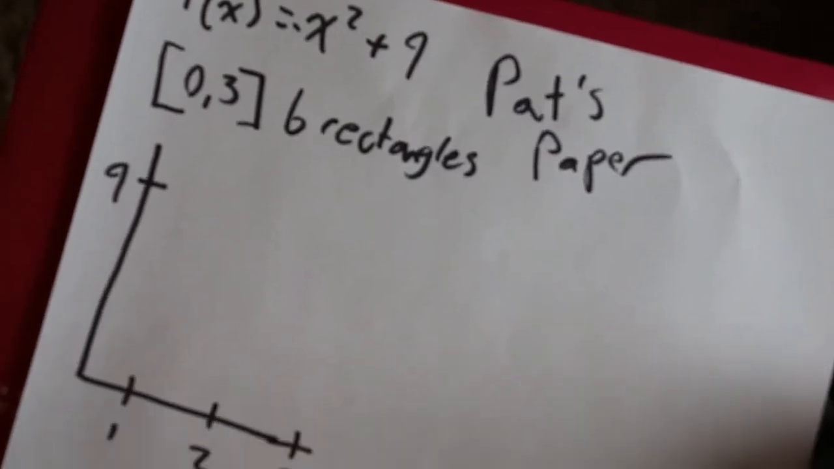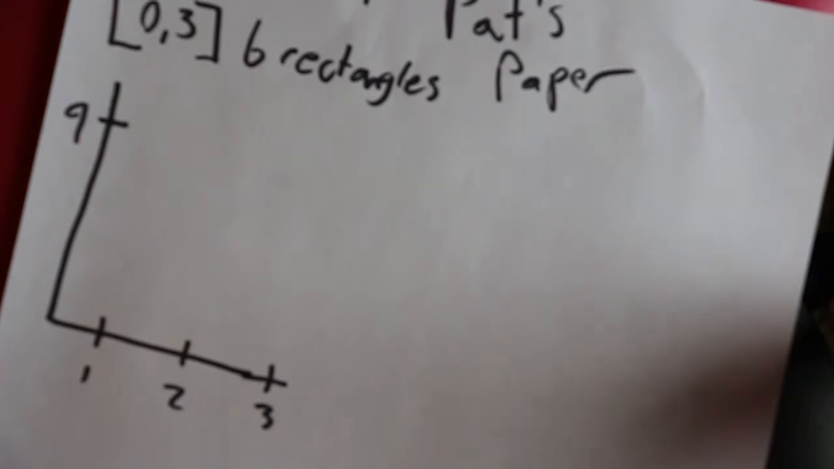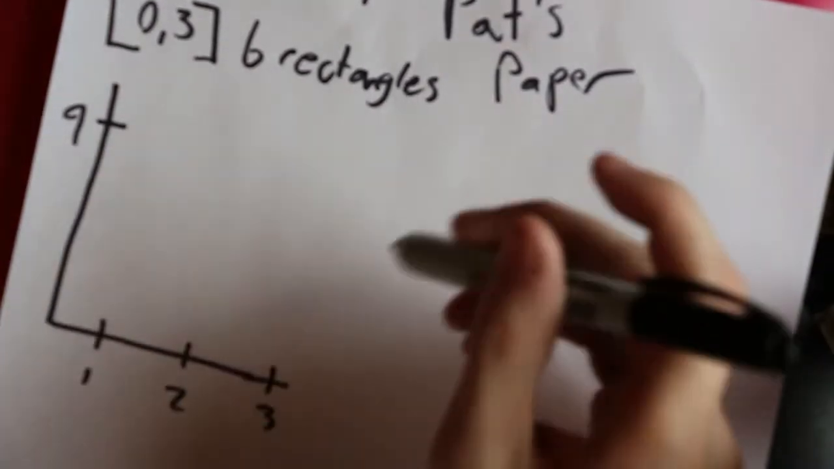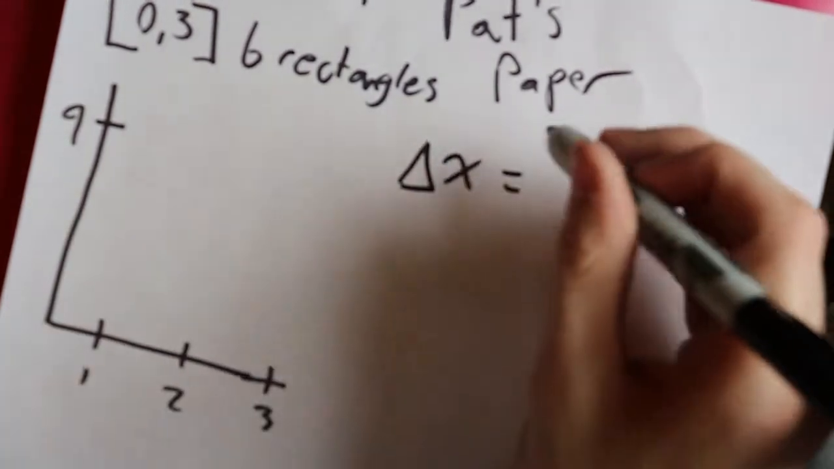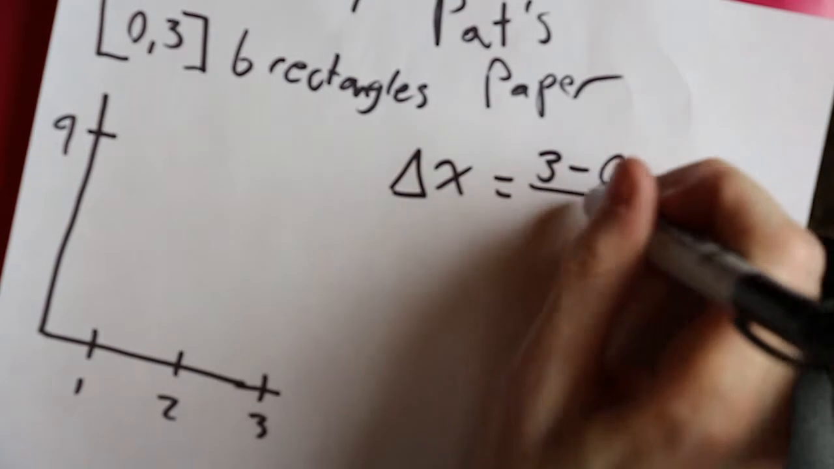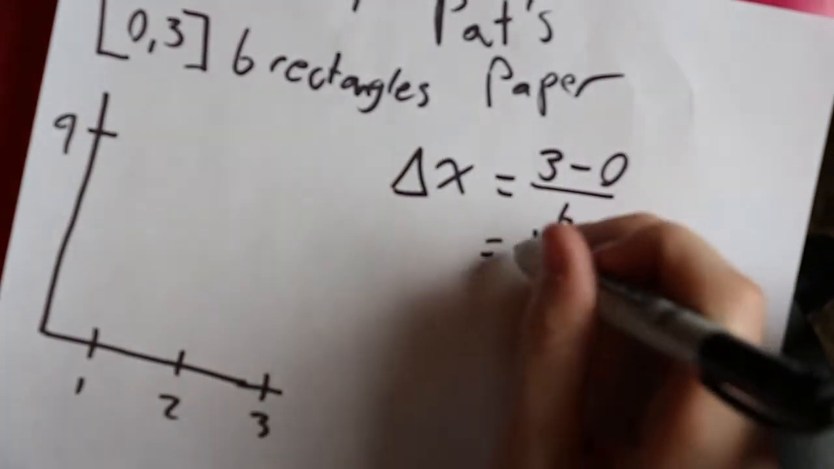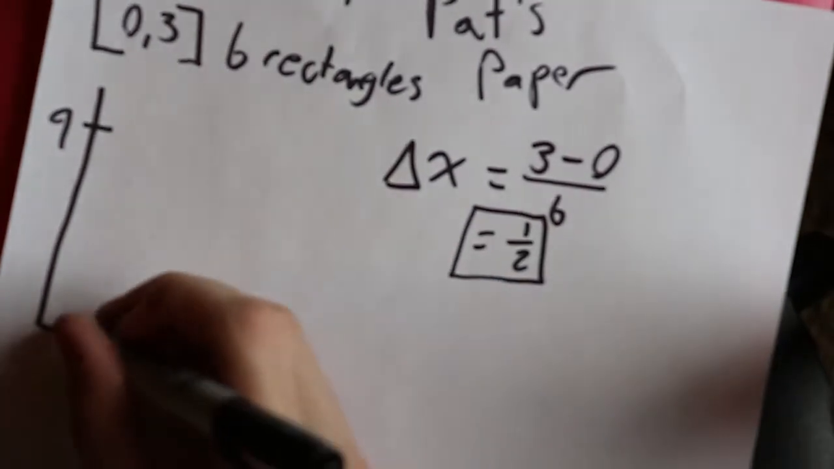Alright guys, so I think I'm ready to try this now. So we have the equation of the bridge, 6 rectangles, the 0 to 3 intervals. So I'm going to start out with finding delta x, and I believe from the past examples you find that by subtracting the 0 from 3 and then dividing it by the amount of rectangles, and we get 1/2, which is going to be the interval by which we travel.